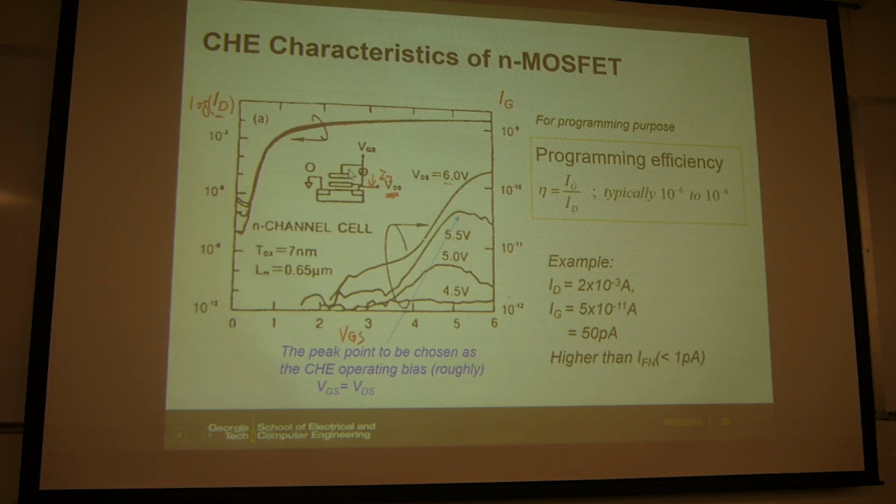But if we want to understand the probability for the electrons to inject into the floating gate, we can measure the gate current, IG, here. So this is ID, but then we can also measure the IG. If you measure the IG and plot it in the same plot, you will have this. This is ID, and here the right hand side is IG.